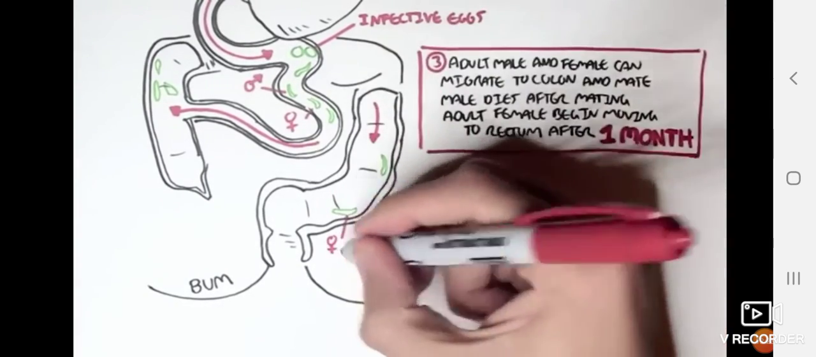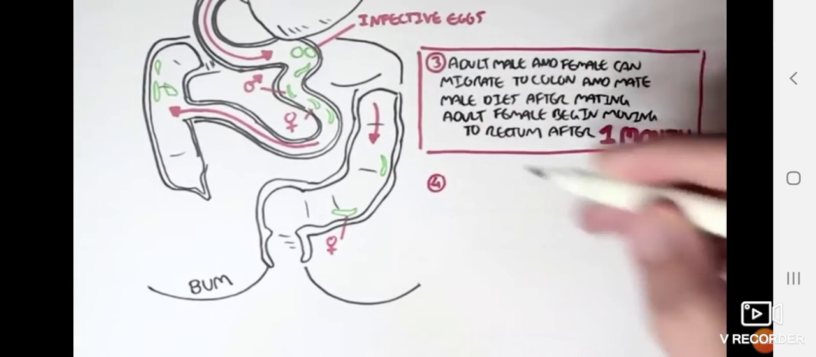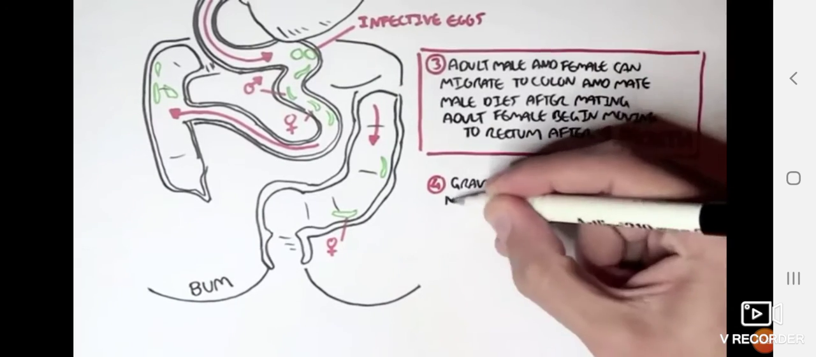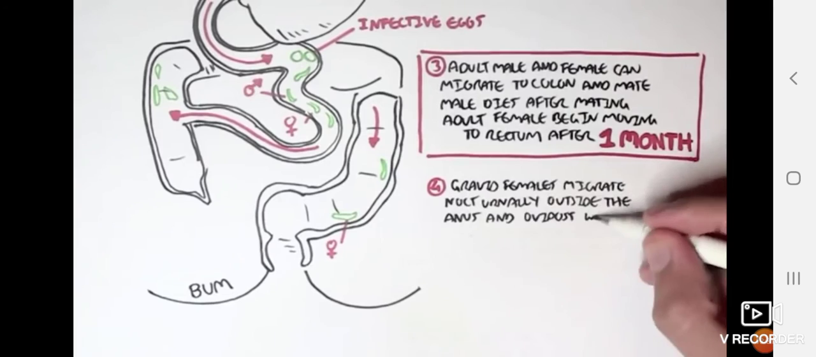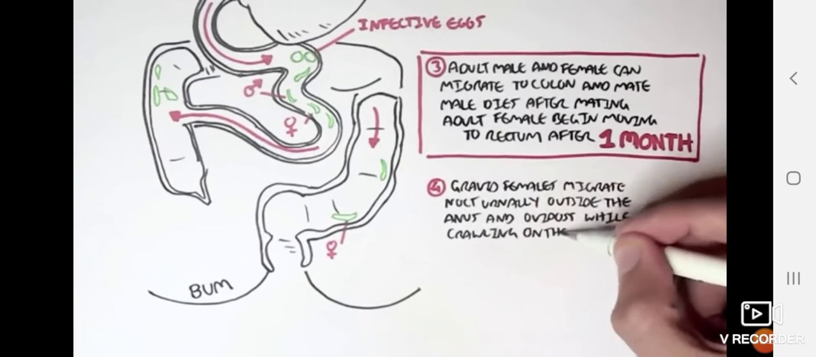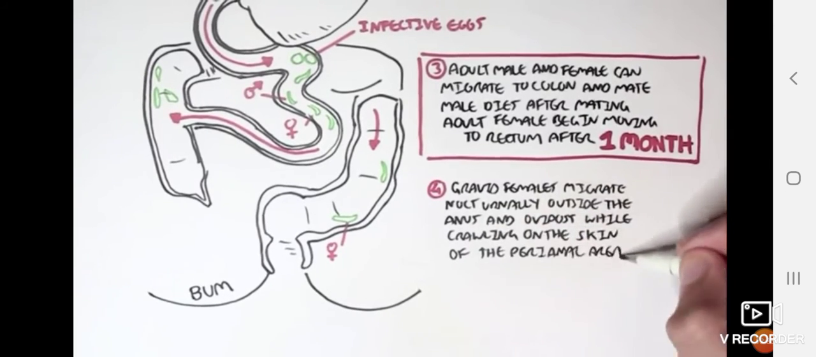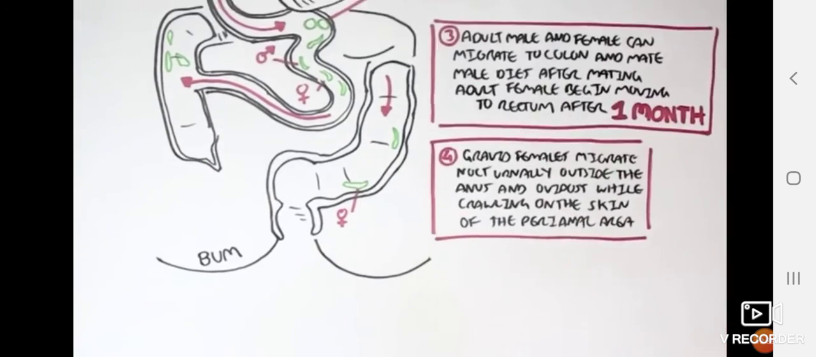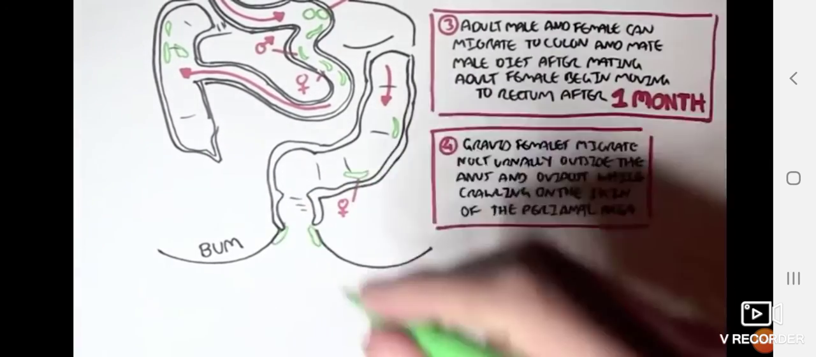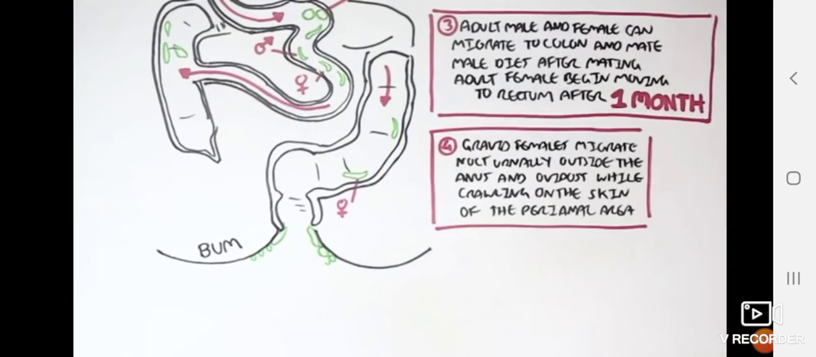Now, the gravid female will migrate nocturnally outside the anus and ovipost, which basically means lay eggs, while crawling on the skin of the perianal area, meaning that the female worm will essentially go slowly out of the rectum and lay eggs in the bum area.